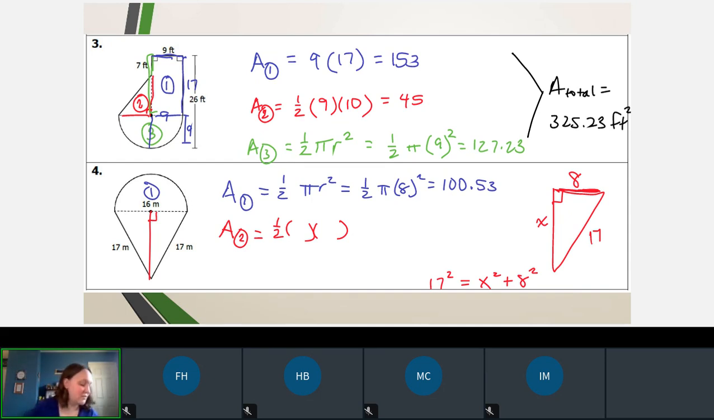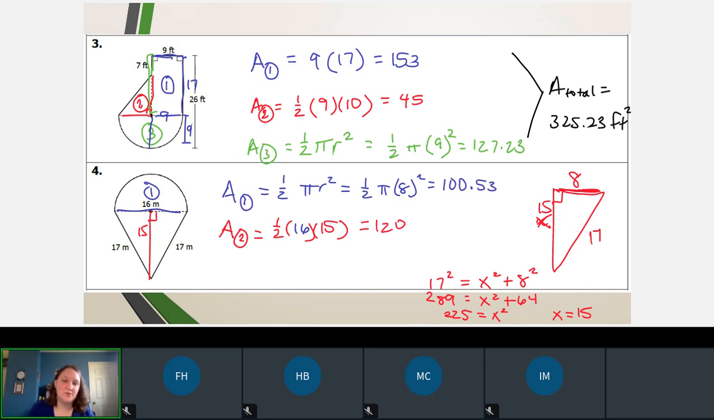So let's see, 17 squared is 289. Subtract 64 from both sides, 225 equals x squared, and square root each side. So the height of this guy is 15. Now we have what we need. So the base of that triangle, 16. The height we just found was 15. So the area of the triangle is 120.